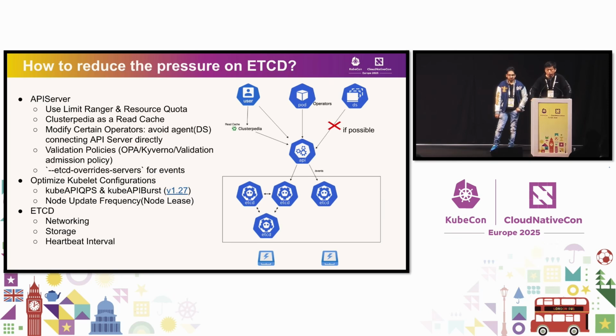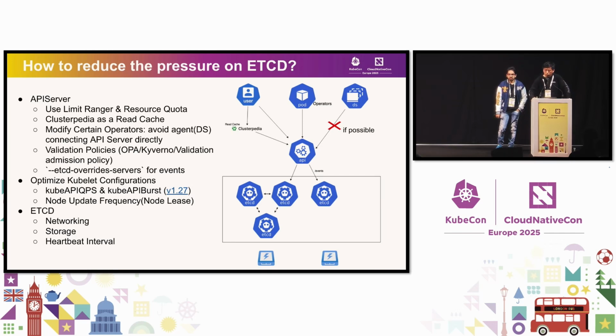First is about the API server. Use the LimitRanger and the resource quota, and also some read cache. You can see the architecture. Those things can help you reduce the pressure. For example, if you have a daemon set which connects to the API server with a lot of API calls, the API call is sometimes expensive for the daemon set, so we should avoid using it.